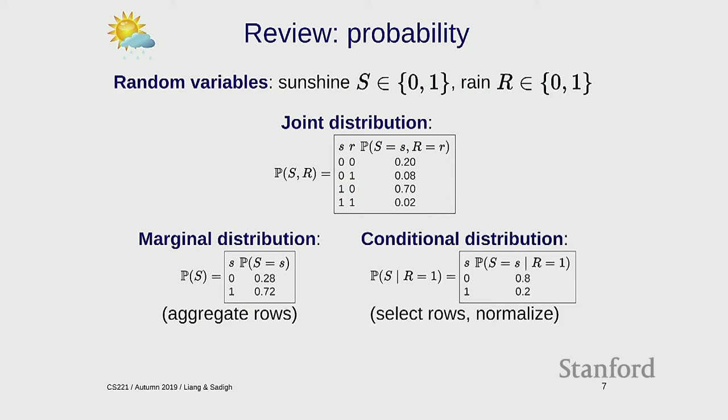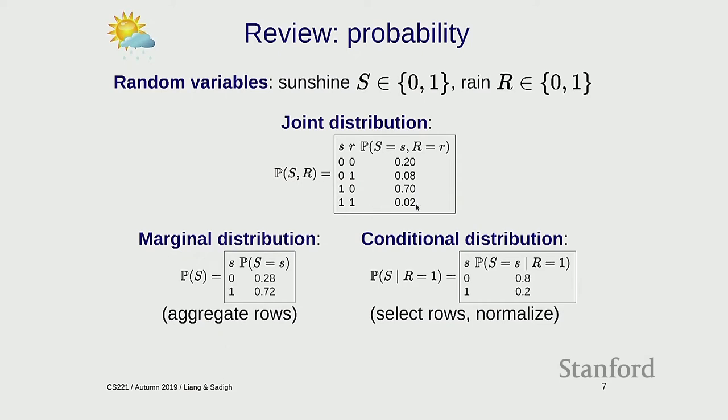So another concept which is going to be really important is the conditional distribution. And the conditional distribution arises when you have some evidence. So let's say I observe that it's raining, so R equals 1. I write P of S given R equals 1 to say I'm interested in the distribution over S given that it's raining. And to compute this, I look at this condition, R equals 1, and I simply select all the rows which match that, so the second and the fourth rows.